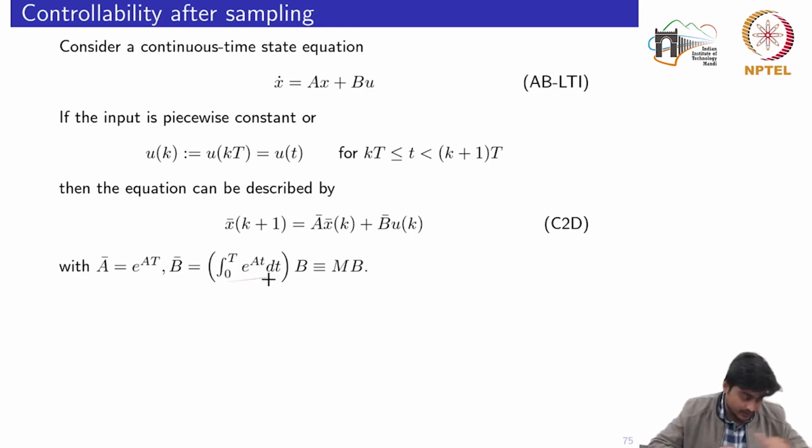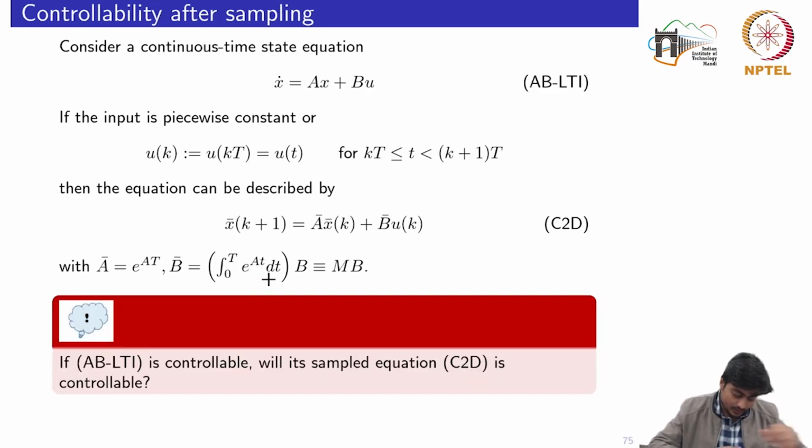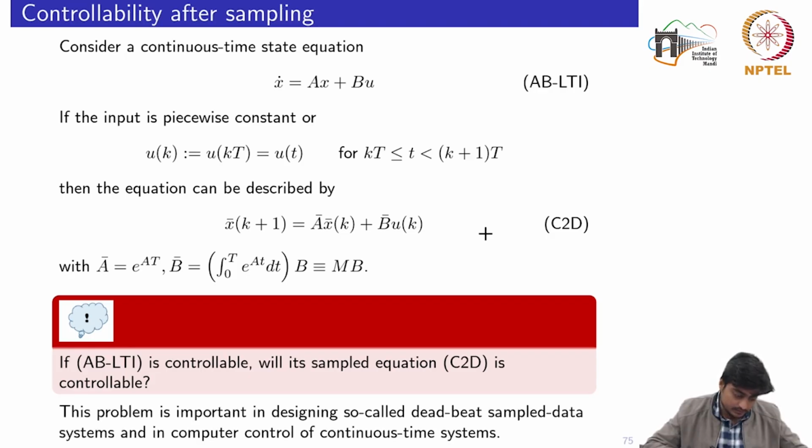Now the problem which we want to address is: if the pair A, B is controllable, will its sampled equation, which is given after doing the C to D continuous to discrete conversion, be controllable? We'll see the answer to this problem. In fact, this problem is quite important in designing the so-called deadbeat sampled data systems in the computer control of continuous time systems.